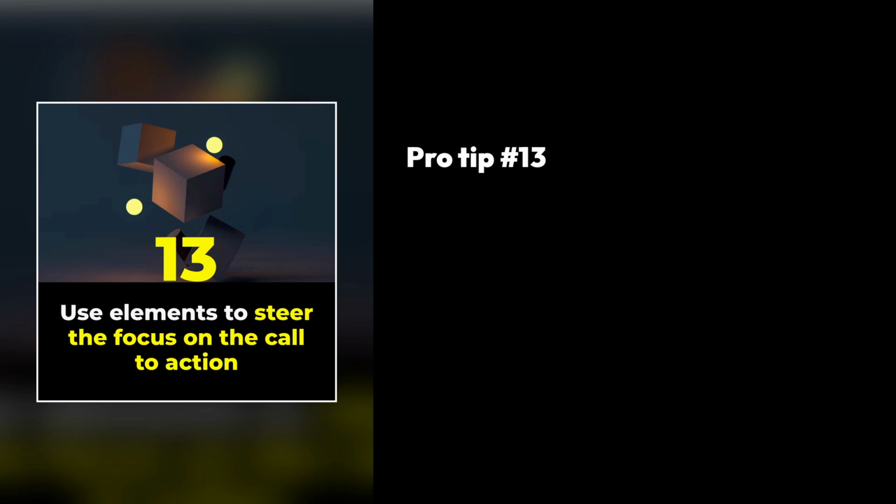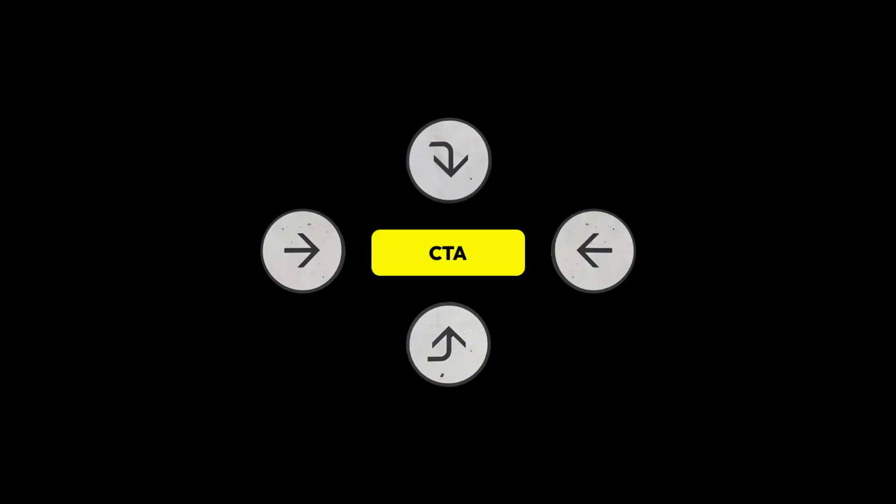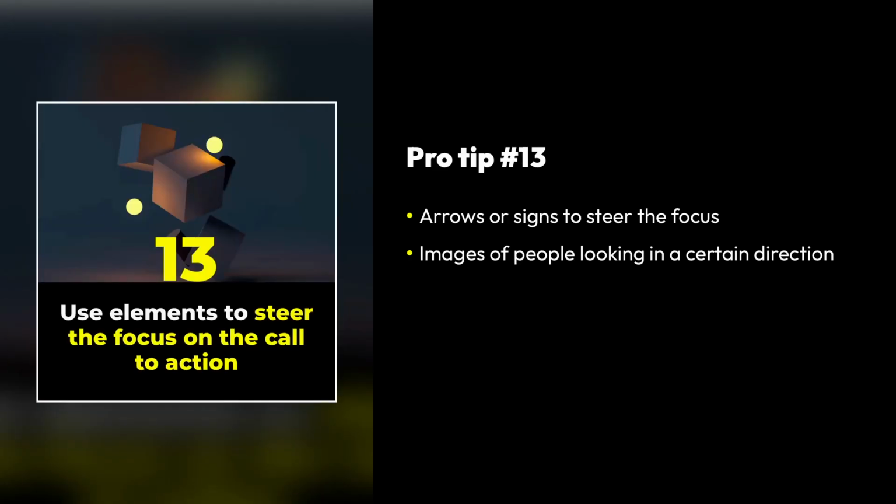And we come to the last pro tip. Besides white space and saturated colors, there are other tricks that you can use to draw your customers' attention to the call to action. And one is to use graphic elements such as arrows or signs that directly point to the call to action. It also works well if you use images of people looking or pointing in the direction of your call to action, because people follow the direction of other people's eyes.